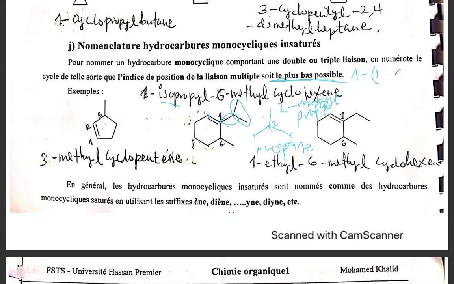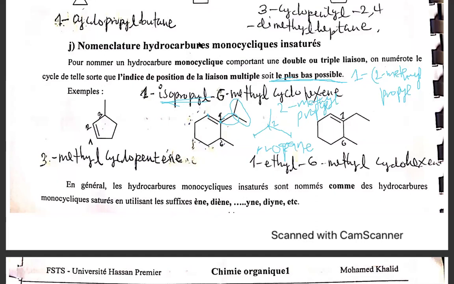2-methyl propyl. So other than writing isopropyl, you are going to say 2-methyl propyl, with isopropyl in brackets, also known as 2-methyl propyl.